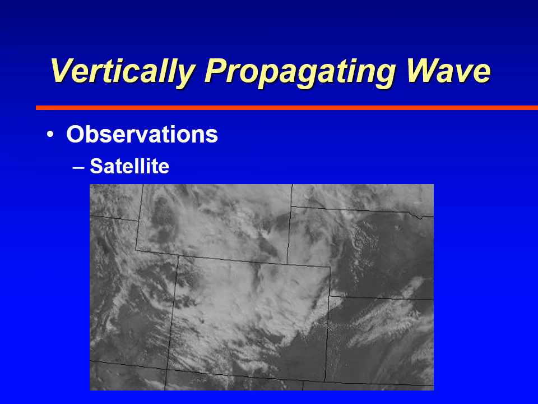But one of the best ways to identify a vertically propagating wave is by looking at satellite. Looking at Colorado, which is right smack in the middle of the satellite image, you can see just a cloud mass. But if you parse the satellite imagery a little more carefully, you can see that there's a little gap or slot in the clouds. And that clear slot usually is a good indication of a vertically propagating wave.